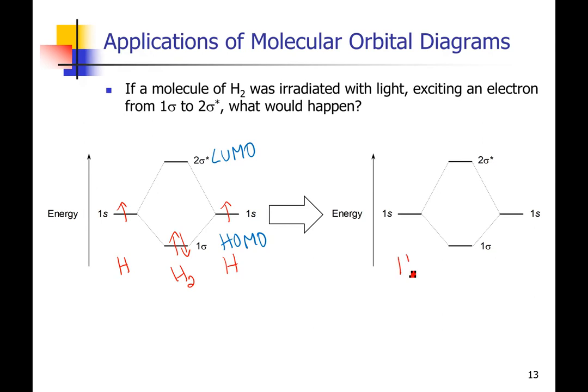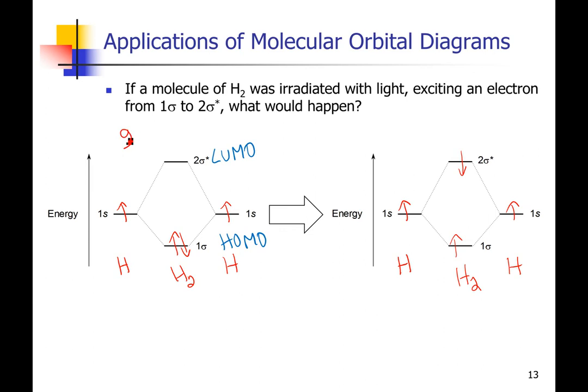So 1 electron on each side for the hydrogen atoms, and 2 electrons in the middle for the hydrogen molecule. So if I excite 1 electron out of the HOMO, the highest occupied molecular orbital, which in this case is the 1 sigma orbital, up into the previously empty 2 sigma star orbital, what has changed? Well, what has changed is the bond order. Let's calculate the bond order for each of these species.